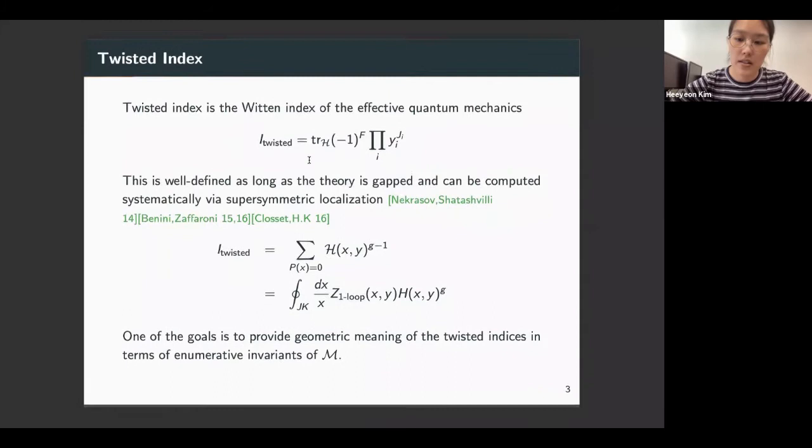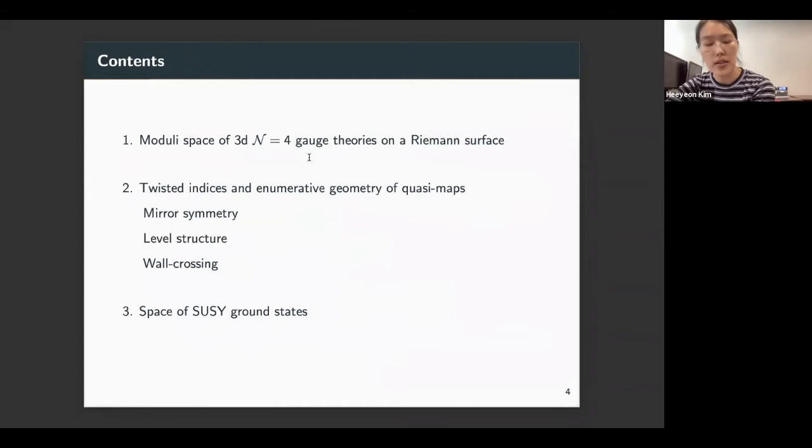So this is the plan of today's talk. First of all, I will discuss some general aspects of moduli spaces of 3D n equals 4 theories on a Riemann surface.